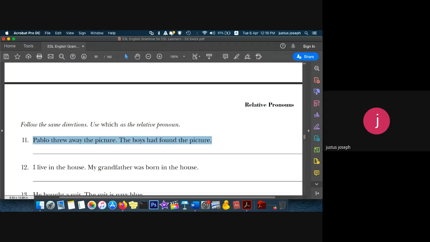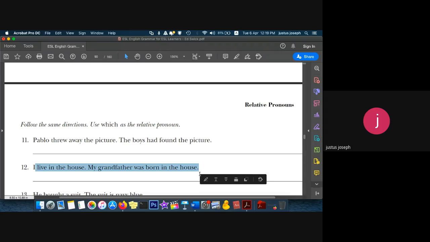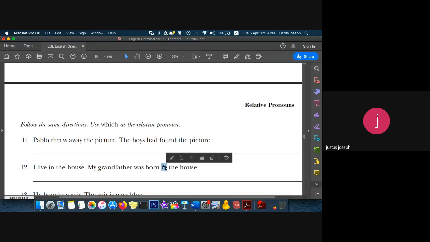Try the next one. I live in the house. My grandfather was born in the house. Do you think you should use this word somewhere? After house. Yes. So say it correctly now: I live in the house in which my grandfather was born.